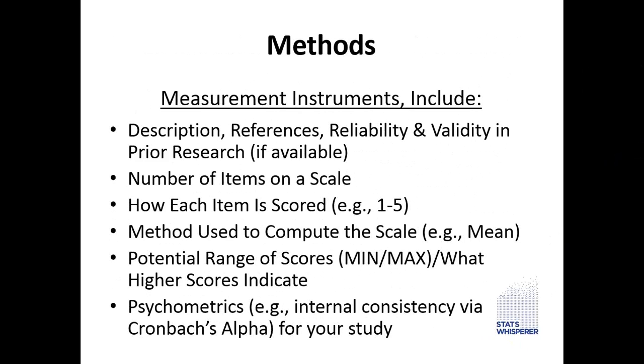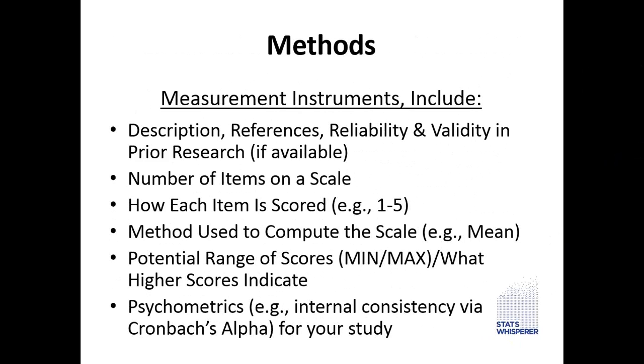The methods used to compute the scale could be quite complex, but they could also be pretty simple, like taking the mean score. And you want to mention the potential range of scores, like minimum and maximum scores, the highest and lowest someone can get on the scale, and what the higher scores indicate. Do higher scores indicate, for example, the most happiness or the least amount of happiness? And then mention the psychometrics, such as the internal consistency and Cronbach's alpha for your study.